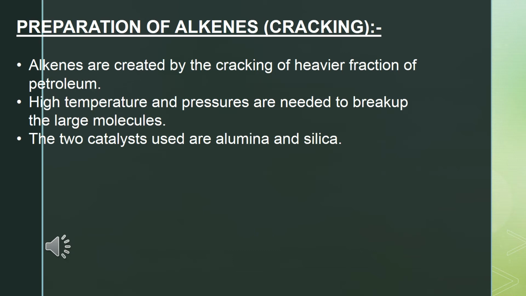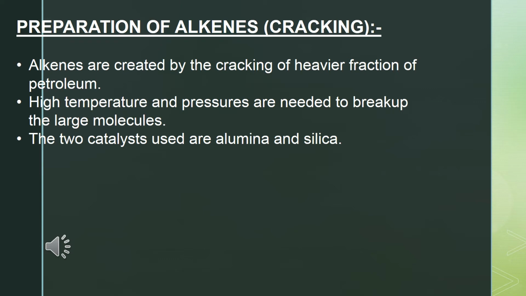Let's talk about the preparation of alkenes. Alkenes are usually prepared by a process called cracking. Alkenes are created by cracking the heavier fractions of petroleum. Basically, the petroleum goes through a fractional distillation chamber where it gets converted into smaller parts, and in that chamber the temperature and the pressure are very high. For cracking, it is a must that the temperature and pressure be very high, to break the large molecules.